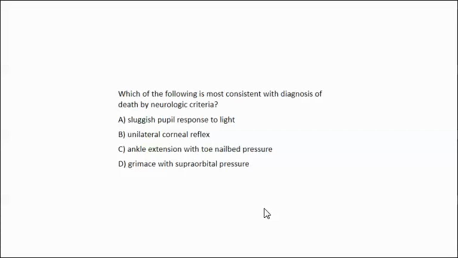So the way I see this, if the pupil's still reacting, then the brainstem's still firing. If there's a corneal reflex, it's essentially the same question, right? If they're grimacing with supraorbital pressure, also the same. So the outlier is ankle extension with pressure. These are the spinal cord reflexes.